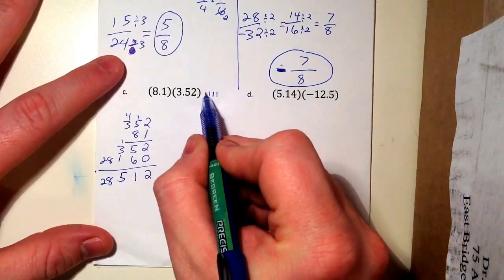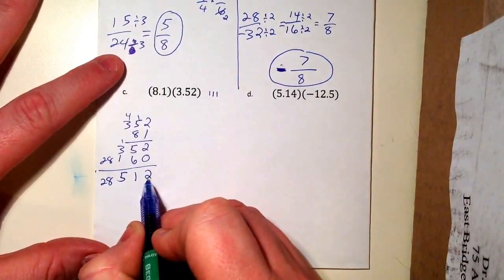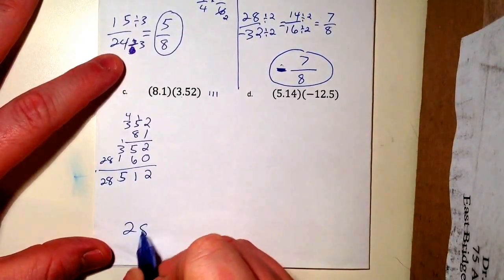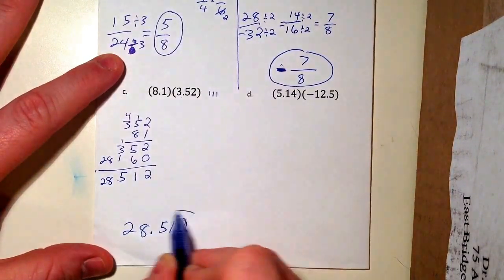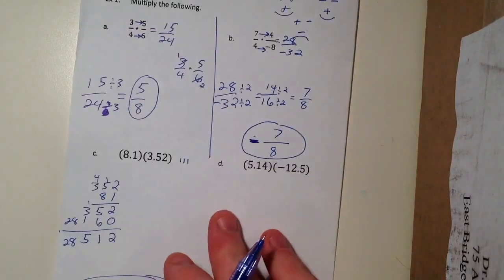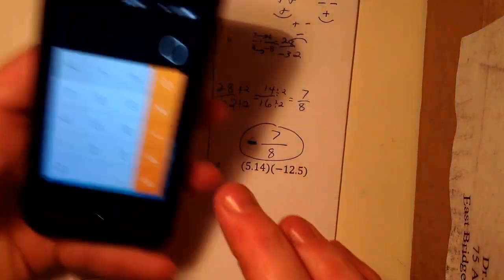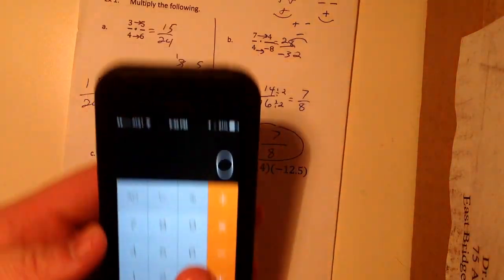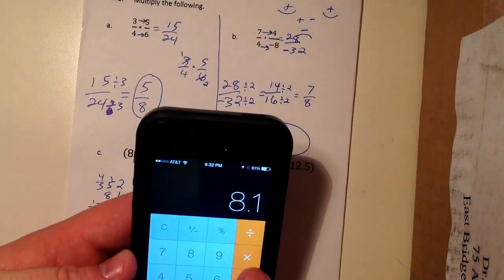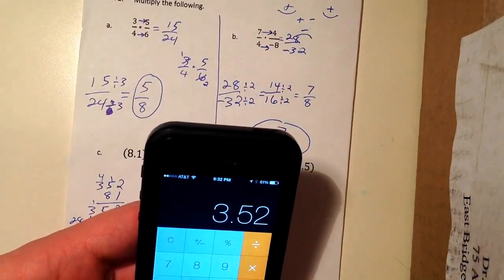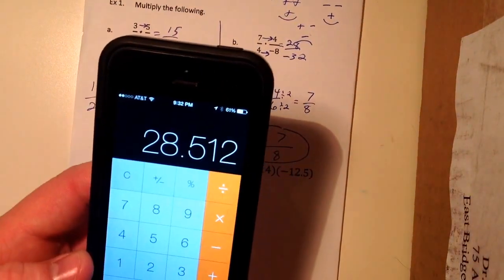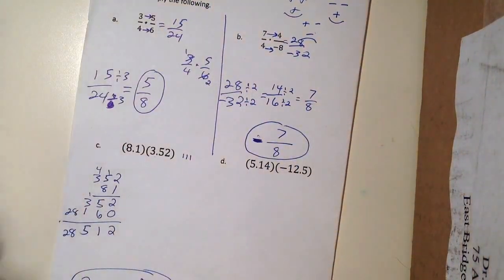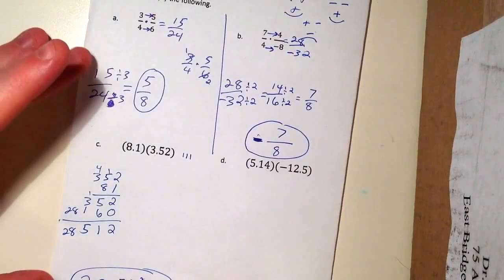And I have 1, 2, 3 decimal places. So I sit there and say, okay, then my answer is going to be 28.512 because I have 1, 2, 3 decimal places, and there's my answer. Oh, come on, let me get this right. Please tell me I did this right. 8.1 times 3.52. Yeah, no YouTube editing needed. All right. So that's the traditional way.